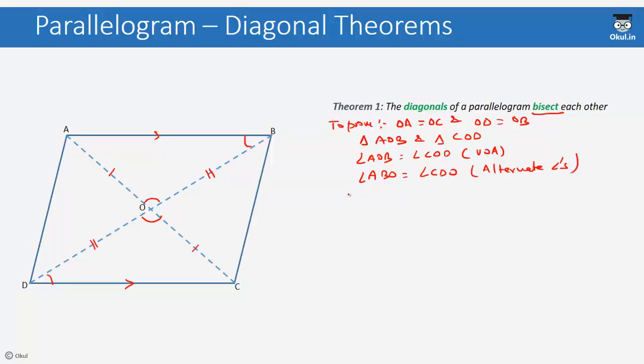And also, opposite sides of a parallelogram are equal. So I can say that AB is equal to CD because of side theorems of a parallelogram. Therefore, triangle AOB is congruent to triangle COD by AAS congruency rule. Now, since these two triangles are congruent, corresponding sides and angles must also be equal. Therefore, OA is equal to OC and OD is equal to OB.